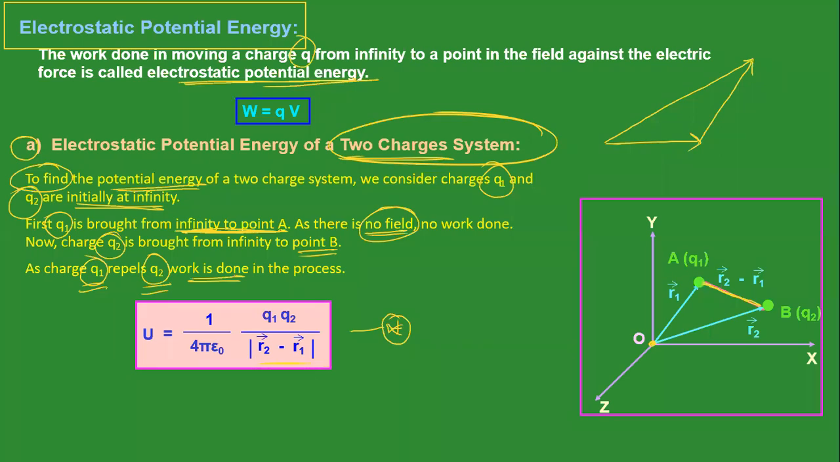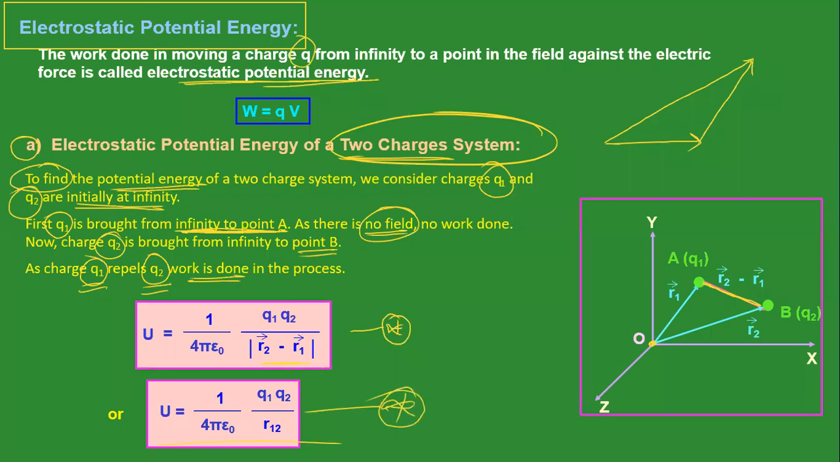Now we can consider more than two charges also. You remember, we have to solve problems in which maybe two charges are given, then what to use to find out electrostatic potential energy. For more than two charges, we have to learn here. The same formula in magnitude we can write like this: 1 upon 4 pi epsilon 0 q1 q2 divided by R12, where R12 represents the distance between charge 1 and 2.